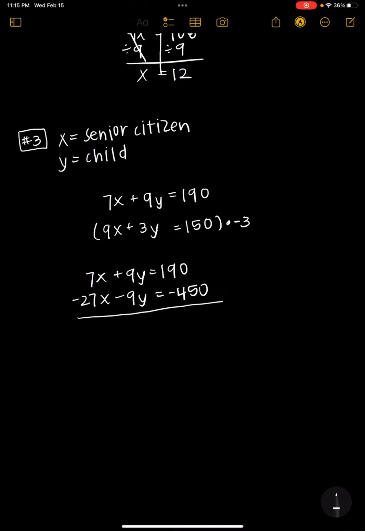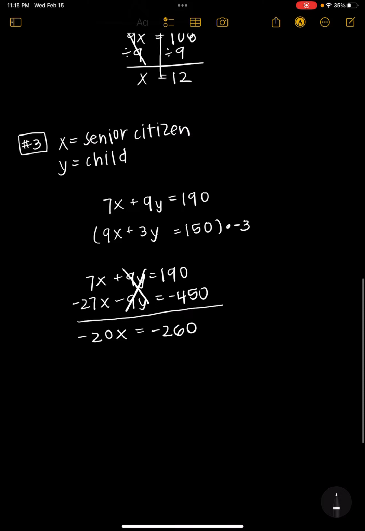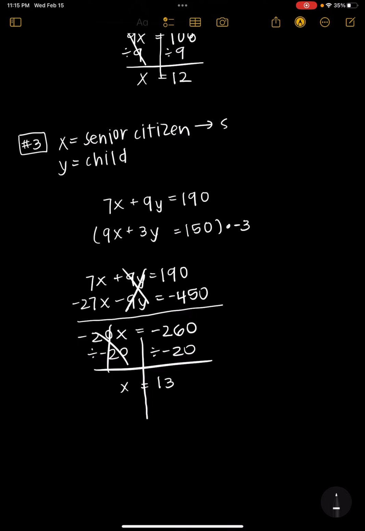All right, now we can add them together. So 7x minus 27x gives me -20x. The 9y's cancel out because one's positive, one's negative. And then I have 190 minus 450, which gives me -260. Now I have one equation with one variable, so I can solve for that variable by dividing by -20 on each side. The 20s cancel out, you get x equals 13, which means that the senior citizen tickets are worth $13 each. That's steep for a senior citizen ticket.